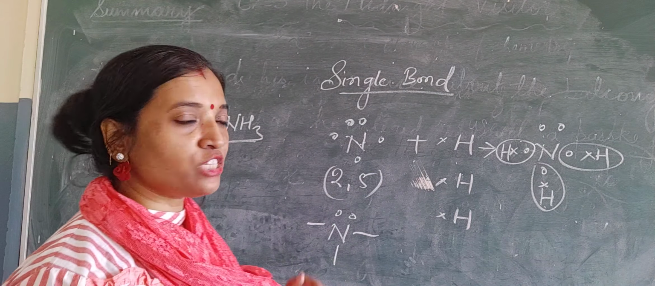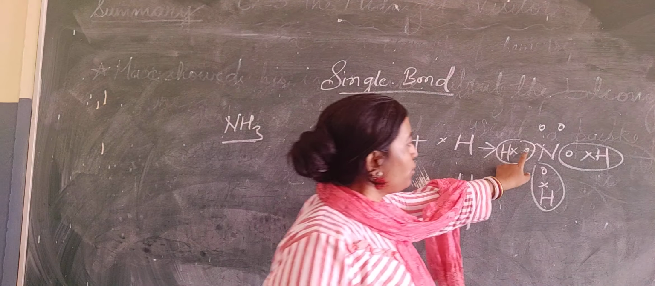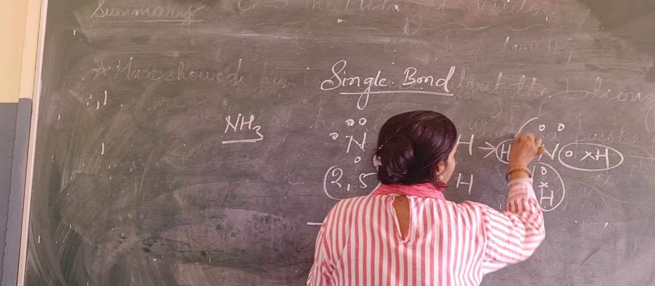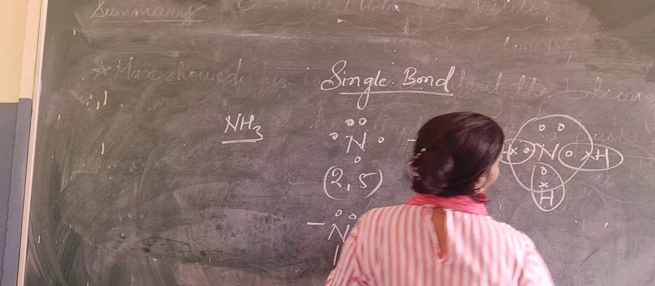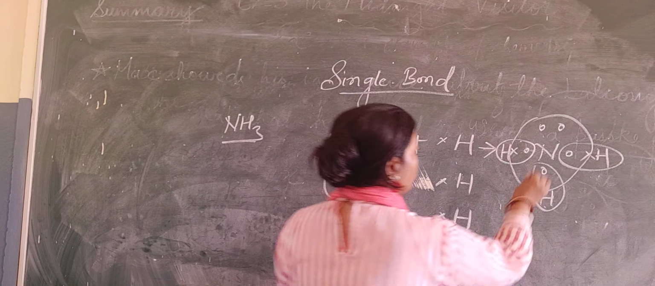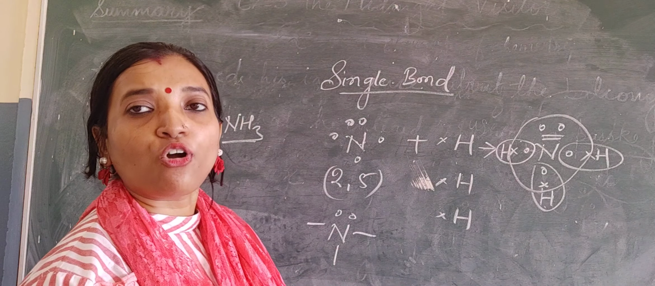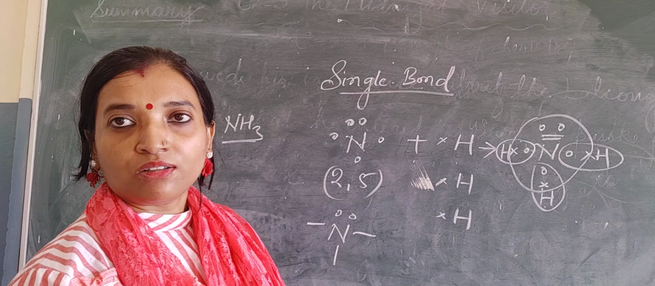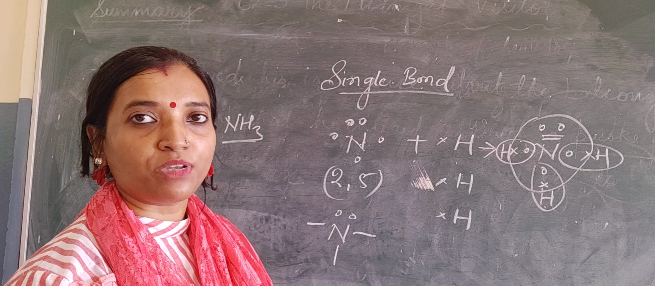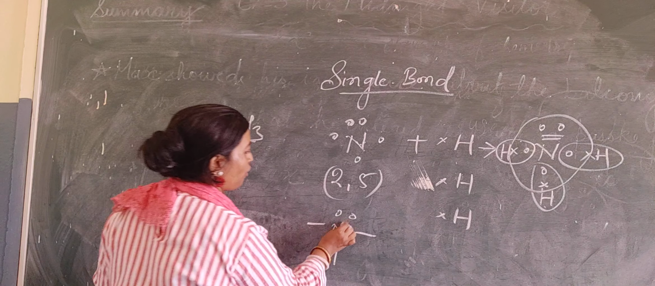Okay. Understood? But nitrogen is having the capability to complete its octet. Now 1, 2, 3, 4, 5, 6, 7, 8. Understood? Nitrogen is completing its octet. But these two electrons are not participating in bond formation. These are called lone pair of electrons. Lone pair of electrons which are not participating in bond formation. Understood? We can indicate or symbolize this in this form.